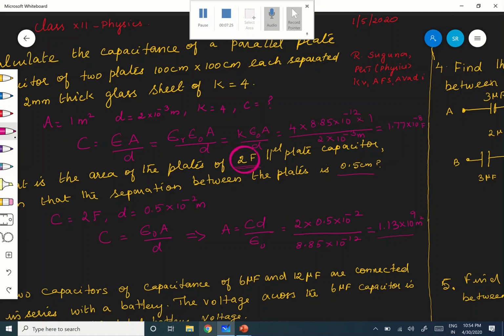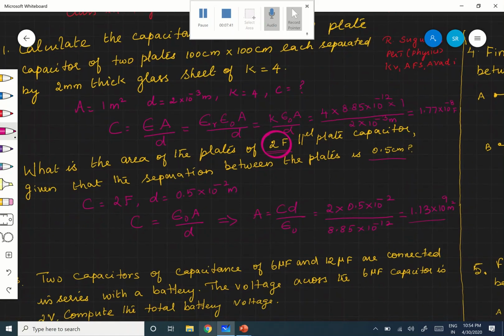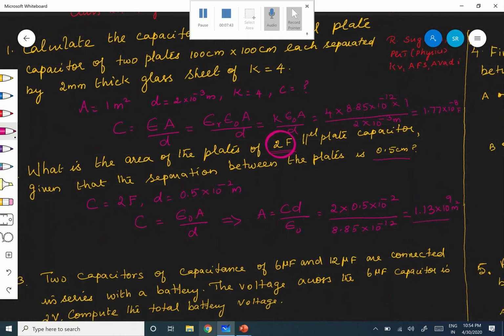If the area is like that, then you will get a capacitance of 2 farad. That is a well-known example. Now you can realize that farad is a very huge unit. Is that clear? So the practical units are microfarad, picofarad, nanofarad, and so on.